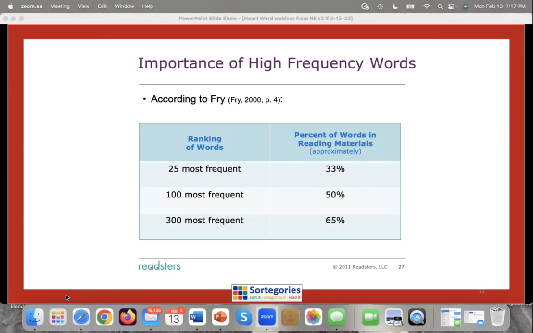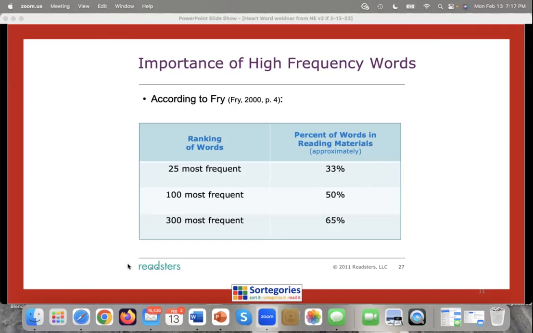Well, in almost all these words, some of the letters are related to their sounds. So why don't we call the words heart words, because the letters that aren't related to sounds are heart letters, because they have to learn them by heart. So heart words have heart letters.